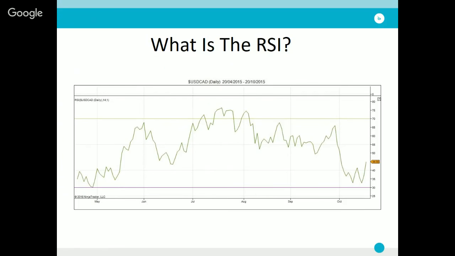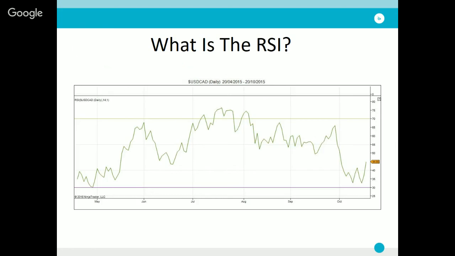So the indicator looks like this, okay? It's typically seen in the bottom panel of a price chart. And you'll see the indicator itself is set up with two levels marked already. So we have the 70 level to the upside, marking what is typically seen as overbought. And then we have the 30 level on the downside, which is marking what is typically seen as oversold.